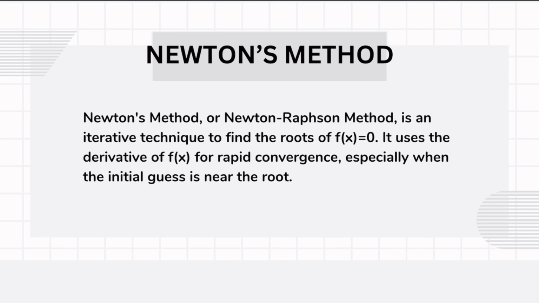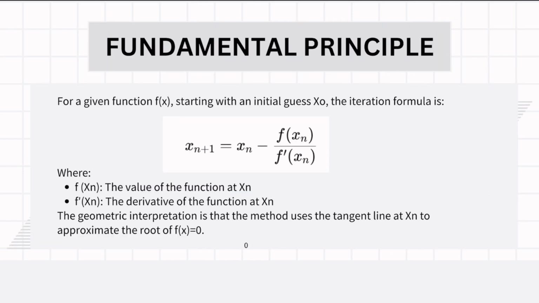Newton's method is an iterative numerical technique used to find the root of a function, meaning it helps us solve f(x) = 0. The method leverages the derivative of the function to rapidly converge to the solution, especially when the initial guess is close to the actual root. The iterative formula is given by the picture.